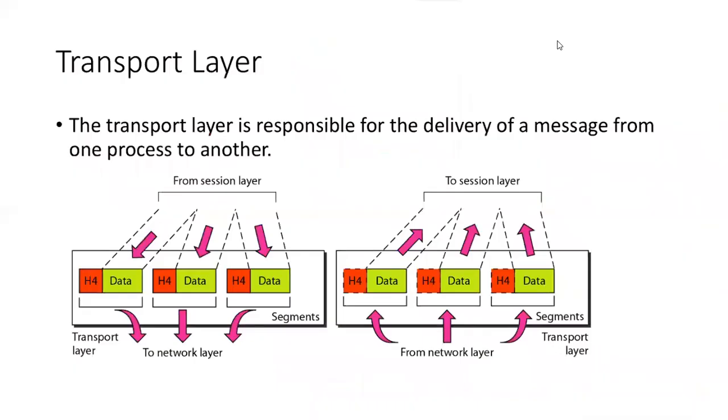Then comes the transport layer. In the transport layer, the unit is called segments. The data that comes from the session layer, again, the header is added and they are called segments. So data from the session layer with the header, these are called segments, and these are passed on to the network layer. And at the other end also the same thing happens.